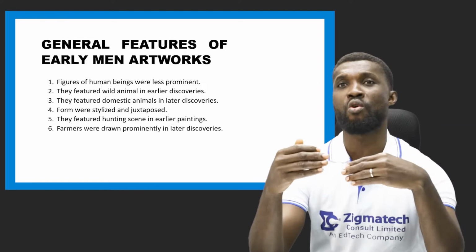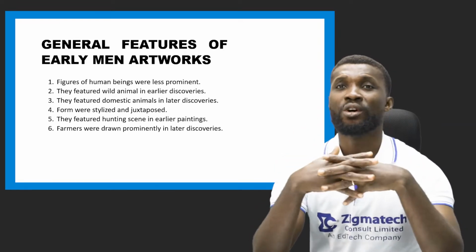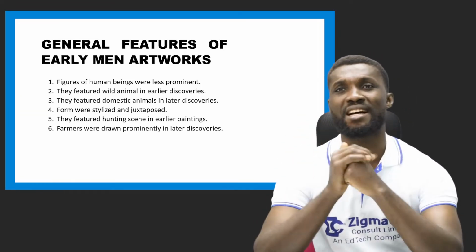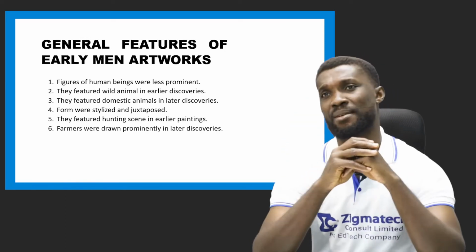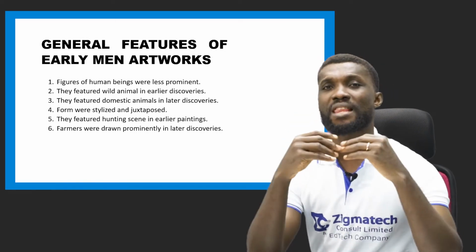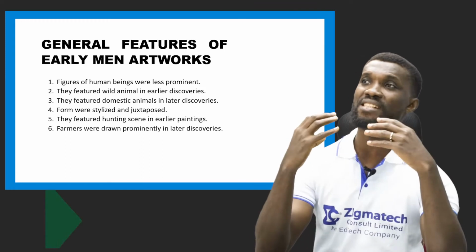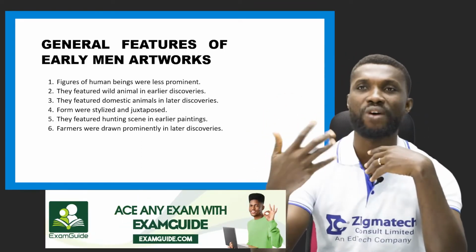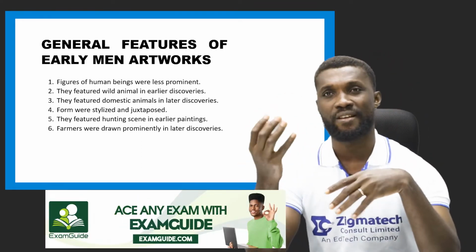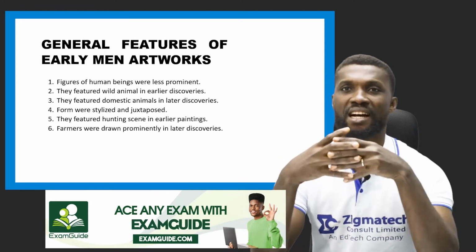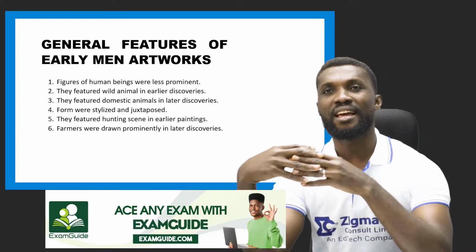They emphasized more the painting of what? Wild animals. Now, the number 2 feature of the element artwork is that they featured wild animals in earlier discovery. In earlier discovery, they painted wild animals such as buffalo and tiger. They featured more wild animals in the early paintings.